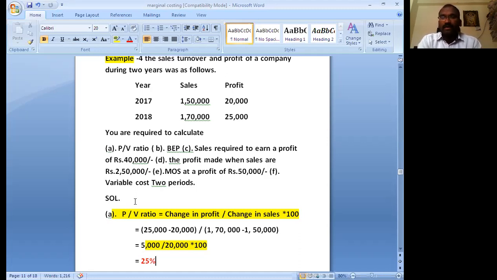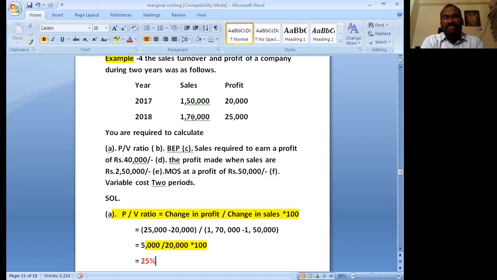So how to write it down? Current year minus previous year. Current year profit is 25,000 minus 20,000. You do not calculate 20,000 minus 25,000, because you would get a negative value. Only calculate the current period minus the previous year. Suppose 2016-17 is given, then 17 minus 16, like that only. Here 2018 profit 25,000 minus 2017 profit 20,000, the difference you get is 5,000.